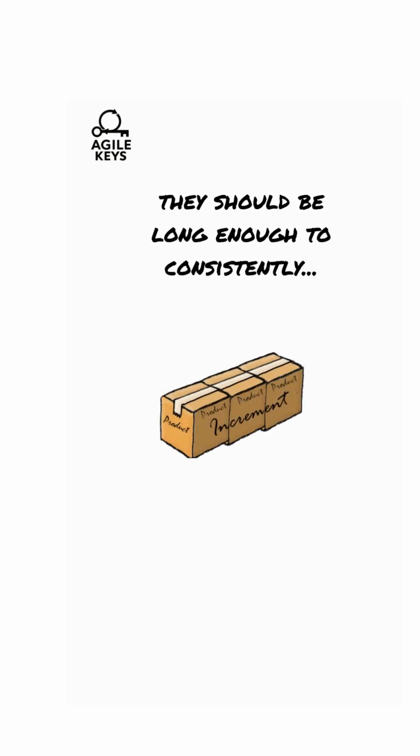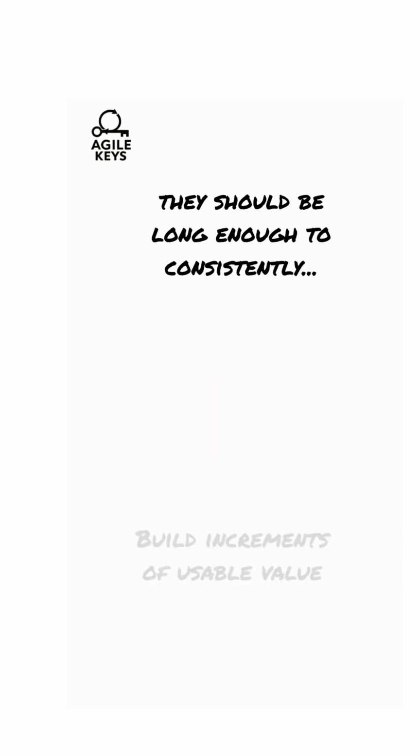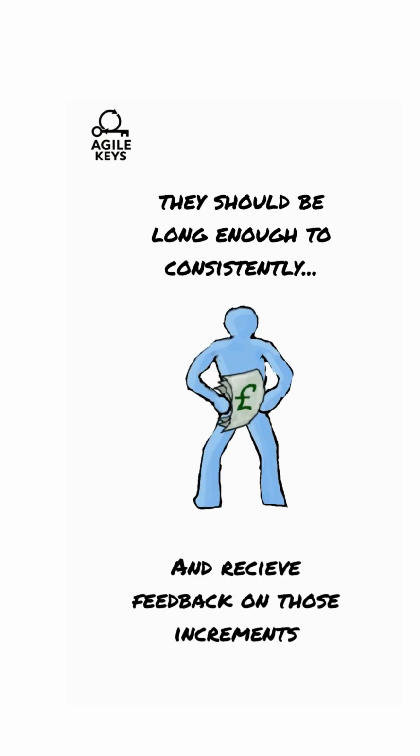Furthermore, sprints are of a set duration. Once the length is set, it doesn't change. The length of a sprint is determined by two factors. It is the amount of time that a team can consistently produce increments. But also, twinned with this, it is the amount of time that they can get feedback from stakeholders on those increments.